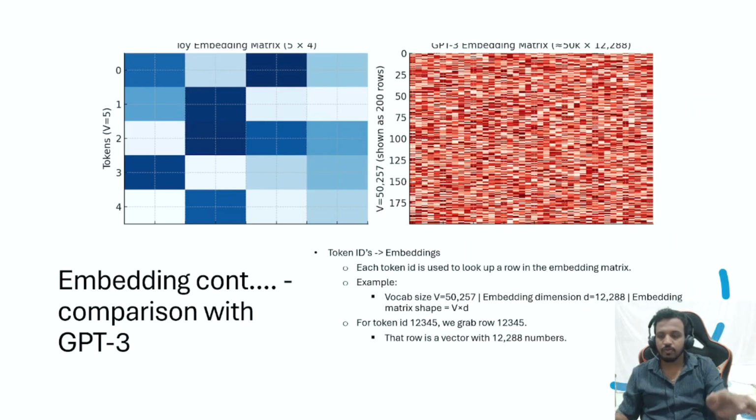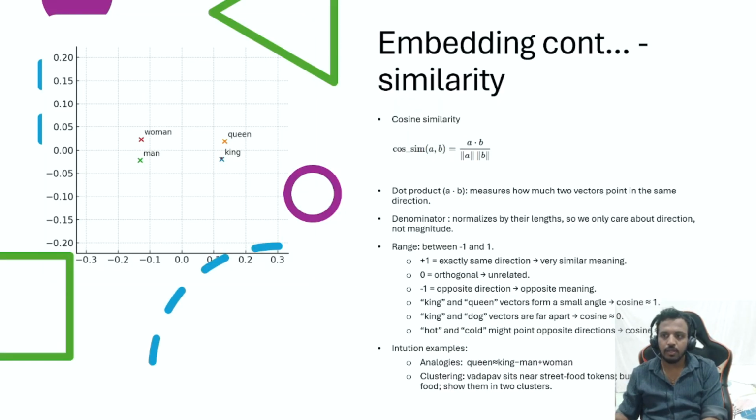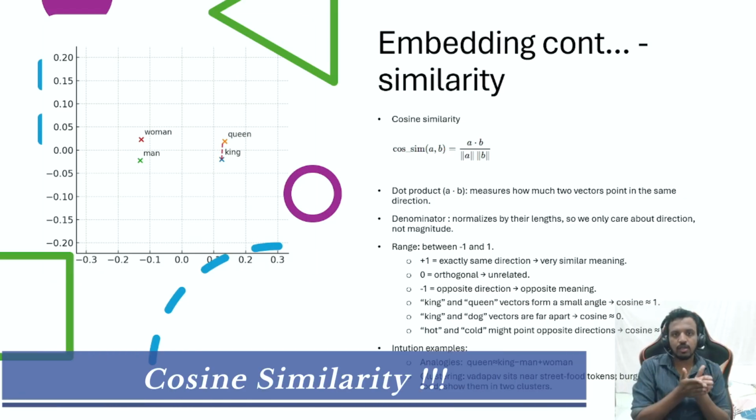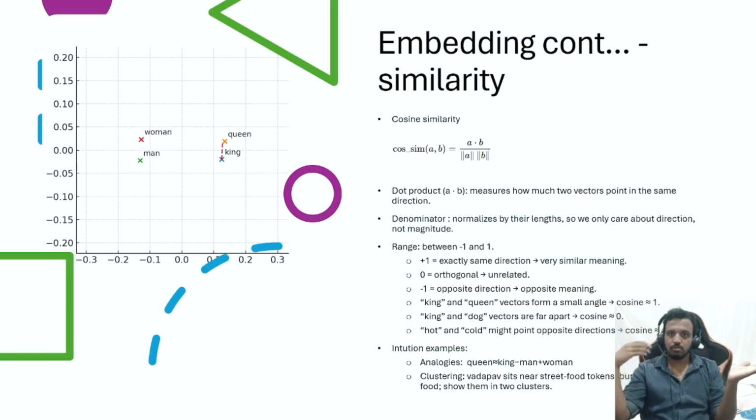All right, so I think we are clear with the comparison of the embedding matrix with GPT-3. And if you see, how do you know that king and queen are related? How do you know that chef and, let's say, Tendulkar are related? So there should be some algorithms, right? So we will talk about cosine.